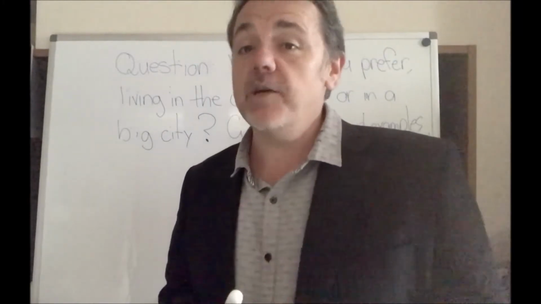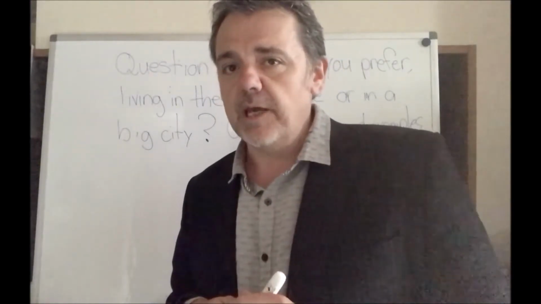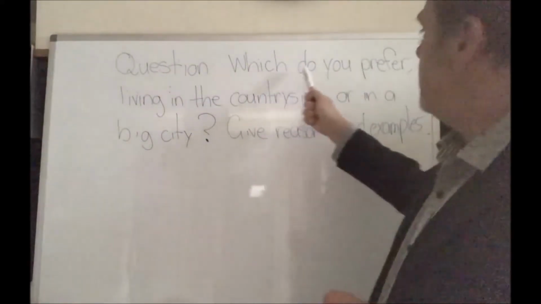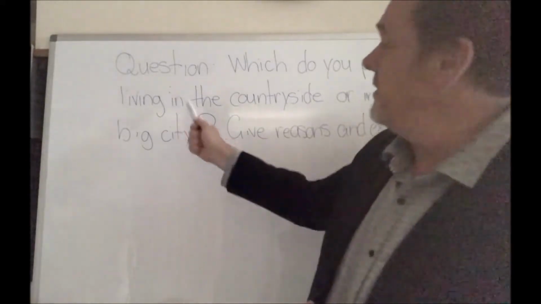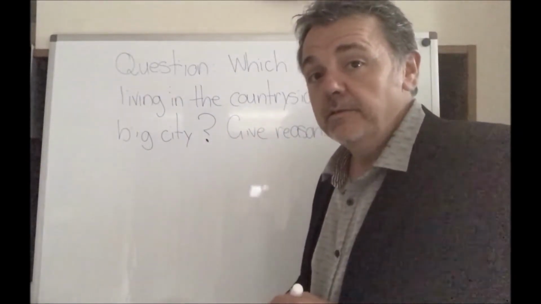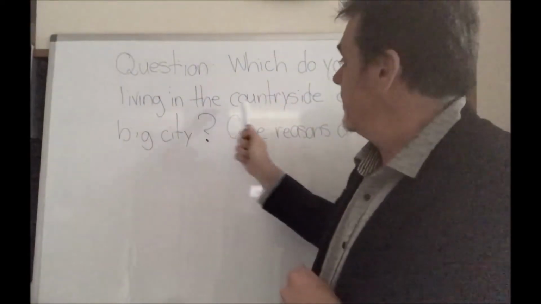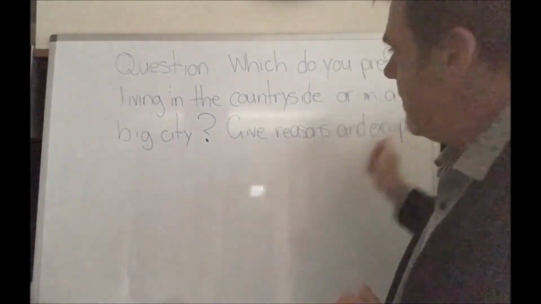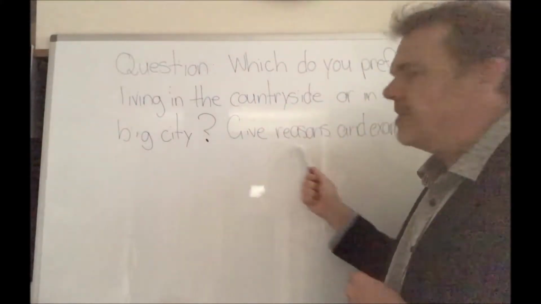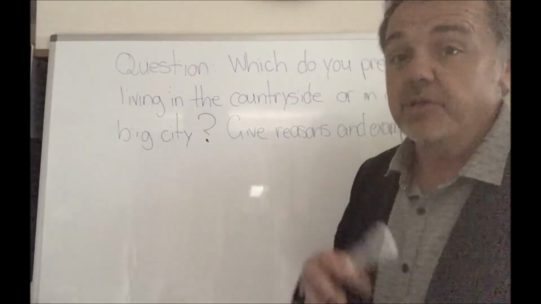Okay, so we're going to have a look at this question here, and I want you to think about what question type it is. It's in the independent question type, but which question is it? Okay, so I'll read it to you. Question: Which do you prefer, living in the countryside or in a big city? One more time. Which do you prefer, living in the countryside or in a big city? And the little tag here is basically give reasons and examples. This helps you to explain what your opinion is, what you think about the thing.